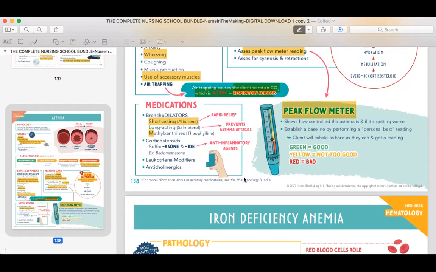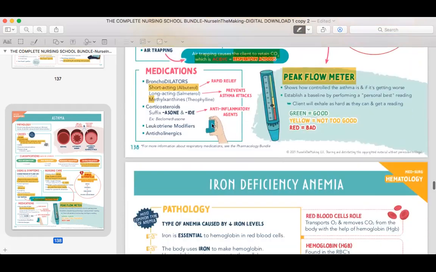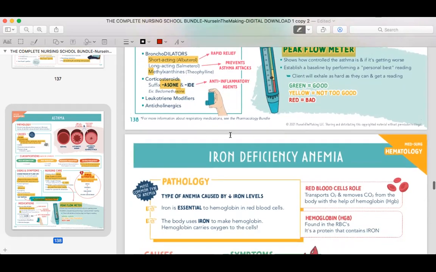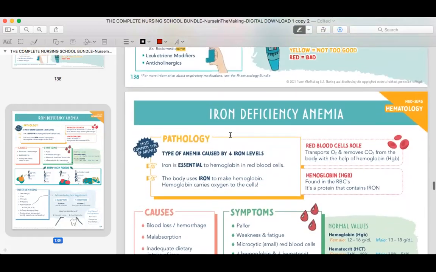Corticosteroids, you want to make sure to decrease the inflammation. So that's what I said. Important to know your prednisone. The zones are very important to know.